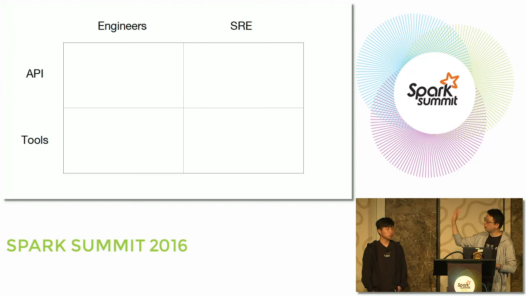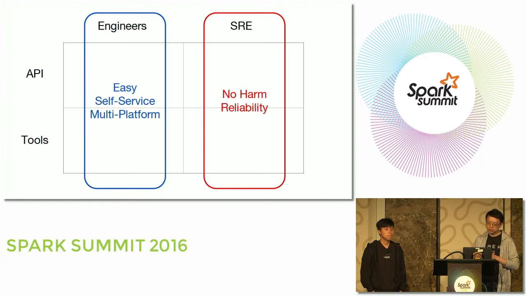And then in the horizontal dimension, UDK has two major target users. The first one is the engineer, to help them create and run Spark jobs. And the second one is the SRE team. SRE here stands for site reliability engineer, and they have a different focus compared to the engineers. The engineers want it to be easy, self-service, and multi-platform. And then the SREs want UDK to help them make the system reliable and keep the site running.